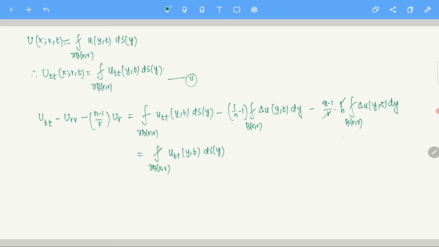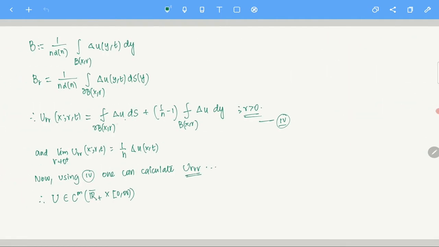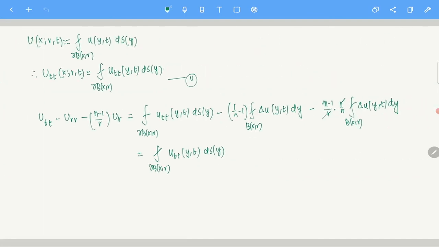If I am right, you see bxr Laplacian u, this and this are getting cancelled. Now, one thing I have missed, I think. See, this part I did not write: Laplacian of u over del b. So this is minus integral over del b xr of Laplacian of u at yt dsy.